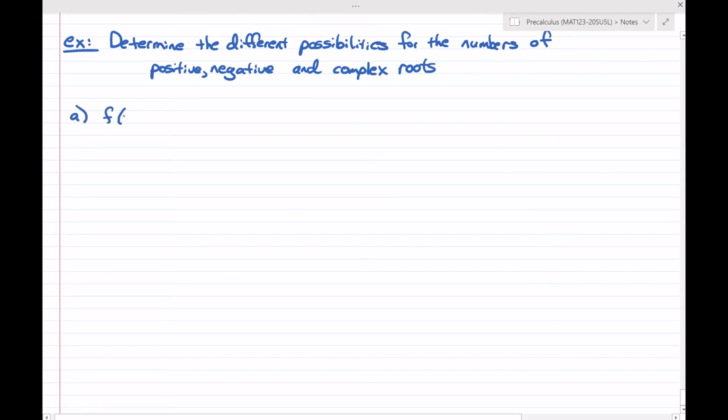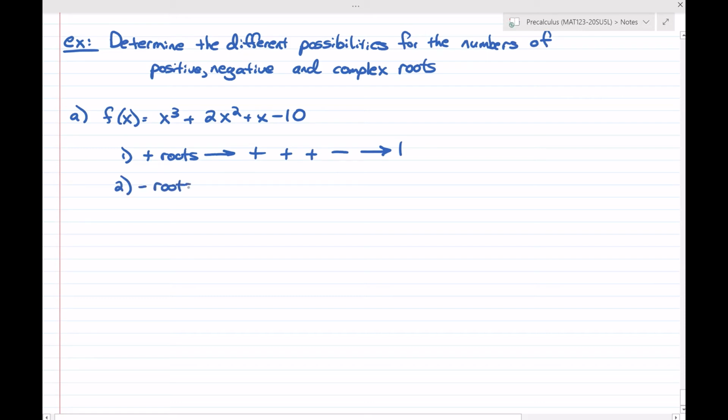So let's say we have one problem where f of x is equal to x to the 3rd plus 2x squared plus x minus 10. Well, the number of positive roots, we're looking at the signs of this polynomial. So we have a positive, a positive, a positive, and a negative. There's only one positive root because there's only one change. For the number of negative roots, we're going to change the signs of the odd powers of x. So we're going to have negative x to the third, positive 2x squared, negative x, negative 10. Changes once here and once here. We're reading from left to right. So there's 2 or 0 possible negative roots.